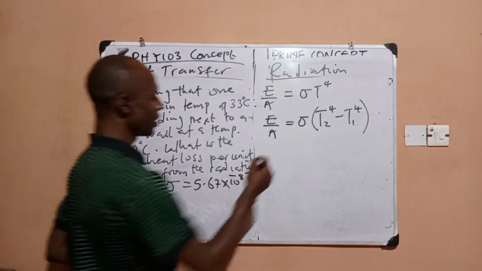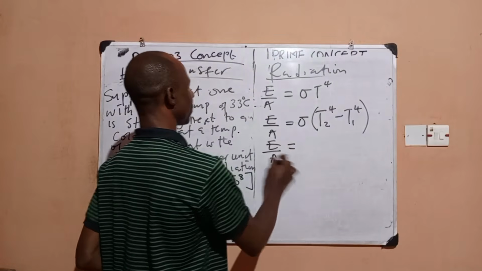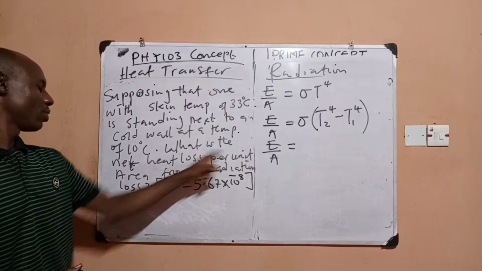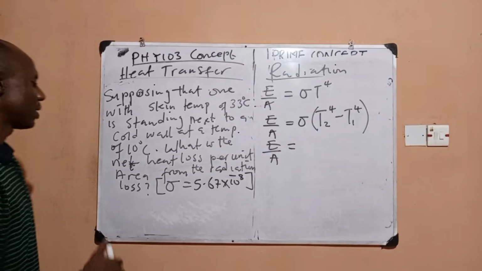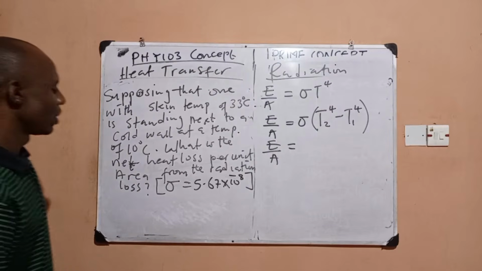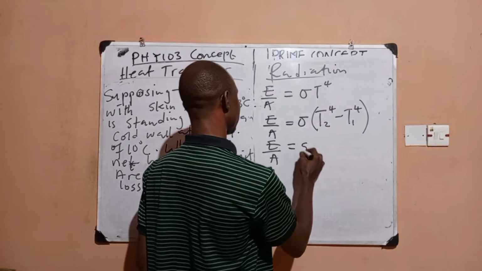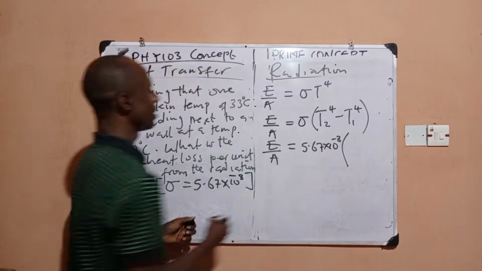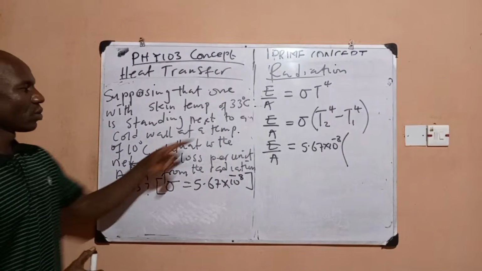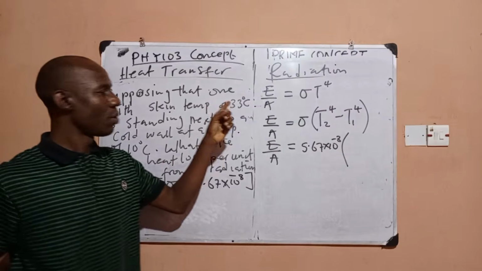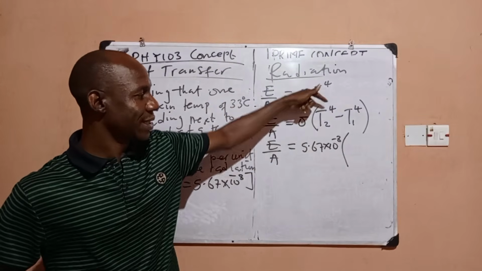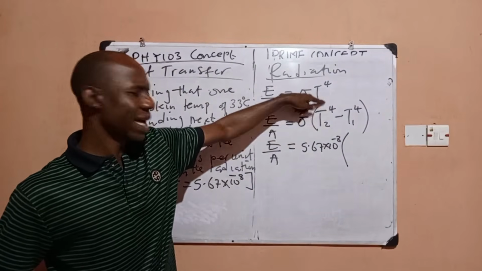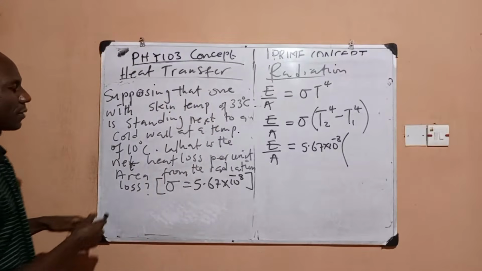So using this idea, we have energy per surface area, because that's what they want us to get. They say what is the net heat loss per unit area? So we know Stefan's constant as 5.67 times 10 to the power minus 8 into T raised to the power 4. Now in this case we need to convert our temperature to Kelvin. Why are we converting to Kelvin? Because this T is carrying a power. Assuming it is just T2 minus T1, you don't need to convert. But this T is carrying a power, so you need to convert.